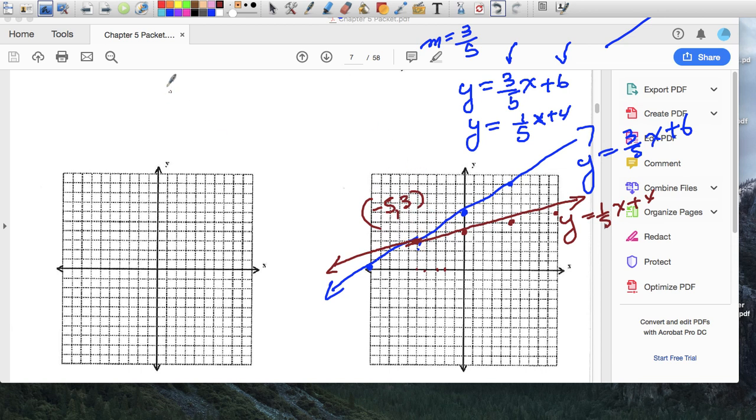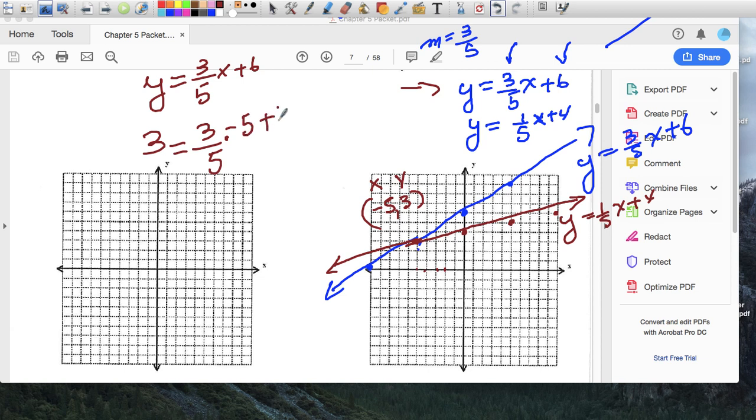And let's see if I'm right. I'm going to take one of the equations, so I'm going to take this equation over here: y equals 3/5 x plus 6. I'm going to replace the y with 3 because that's my y value. This is my x value, and I'm going to replace my x. I get 3/5 times negative 5 plus 6.